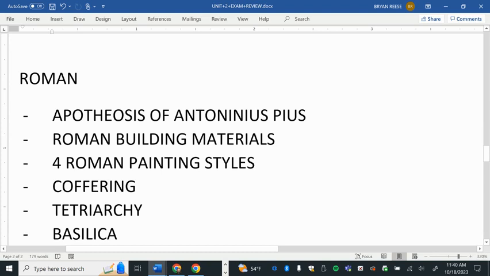I want you to know what a basilica is. It is a large governmental building used for governmental purposes. It was a law court in there. It would be a large rectangular building with colonnades on the inside and a clerestory to allow light in. There would be an apse at one end. Sometimes there would be apses at opposite ends.